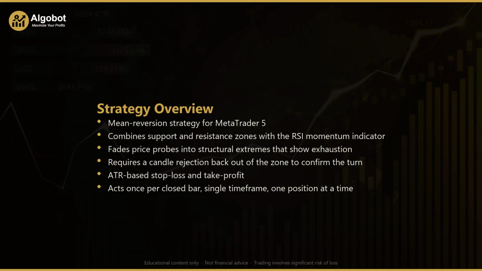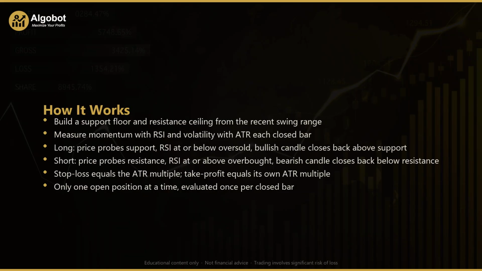What type of trader might find this educational to study? Anyone interested in counter-trend or range trading ideas. Anyone who likes the discipline of waiting for confirmation before acting, and anyone curious about how support, resistance, RSI, and ATR can be combined into a single automated rule set. It opens only one position at a time per magic number, and it evaluates its rules once per closed bar rather than on every tick, which keeps the logic clean and repeatable. As always, this is for learning purposes, and trading carries real risk, including the risk of loss. Let's walk through the logic step by step.